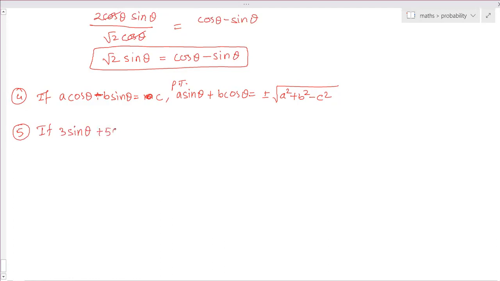Ma'am, by squaring a cos theta minus b sin theta, does the square apply to a and b as well? Yes, a also. A cos theta squared means a square cos square theta. Okay, ma'am. The question is a cos theta minus b sin theta is equal to c. No, not 1c, it's c.